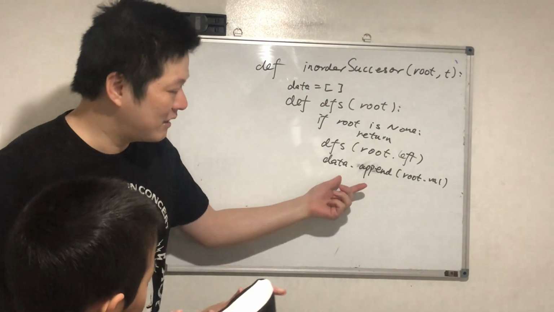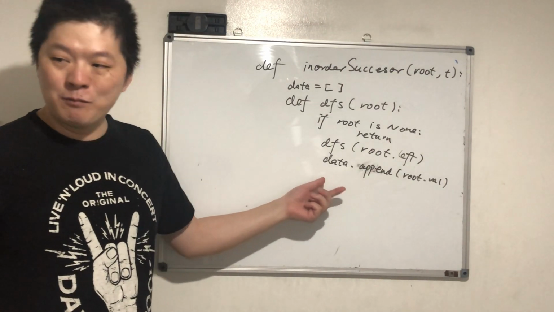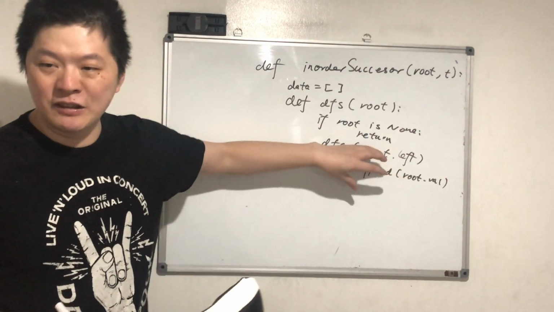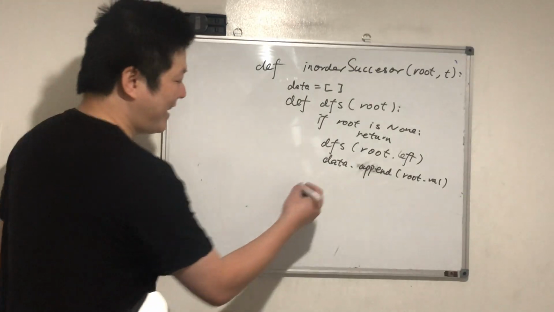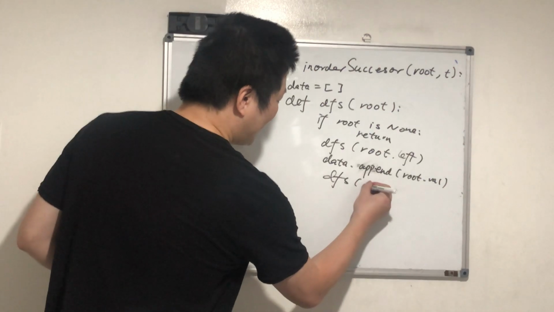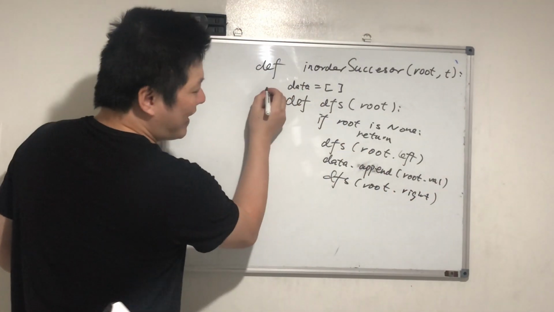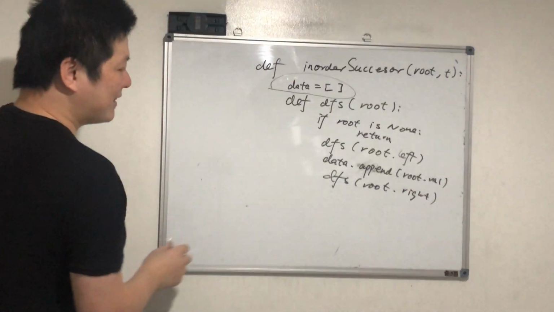What's missing here? I visit the left tree, I put the node, and then you visit the right tree. Yeah, the way down. And after that, I have this data, yeah? This data thing, yeah?